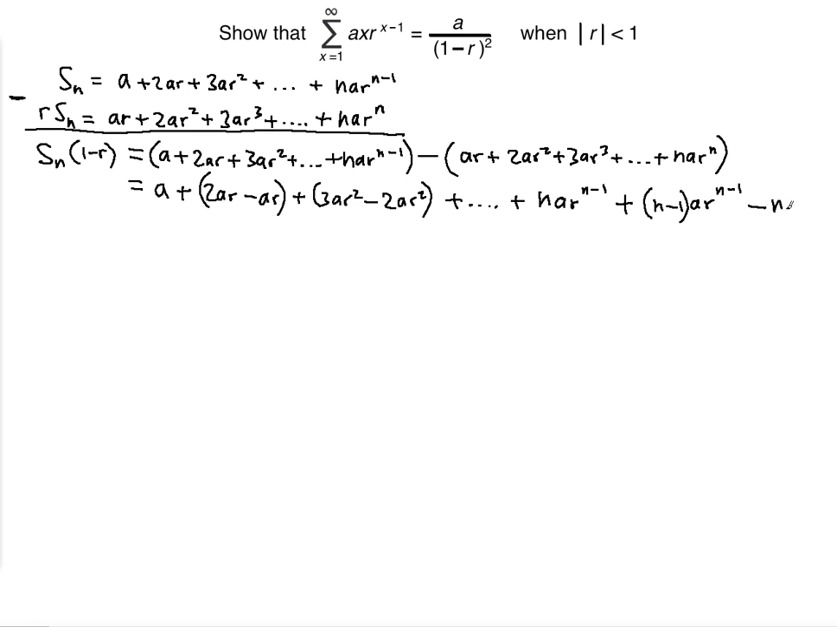So minus this. As a result, we will get a plus 2ar plus ar squared. So notice that this will be eliminated with the first term that multiplies this. So we will only have, as a result, minus ar to the n.